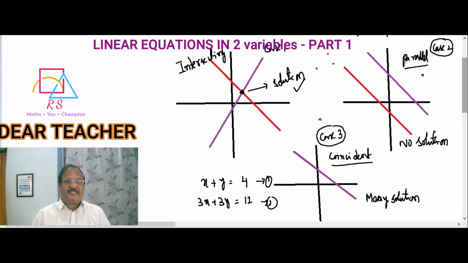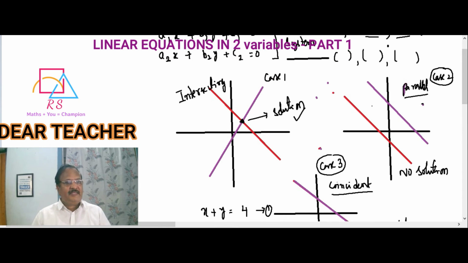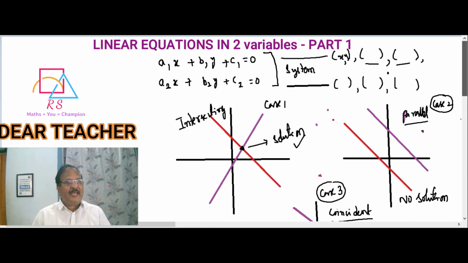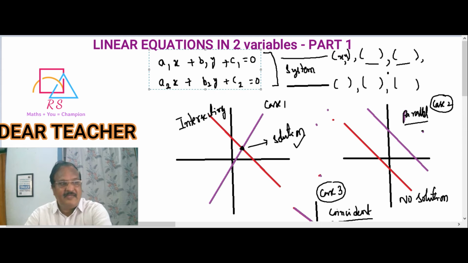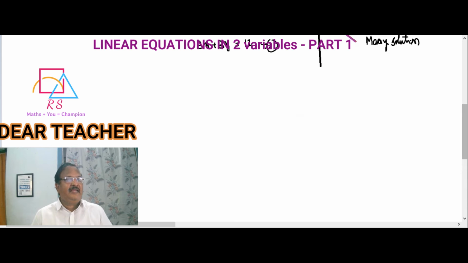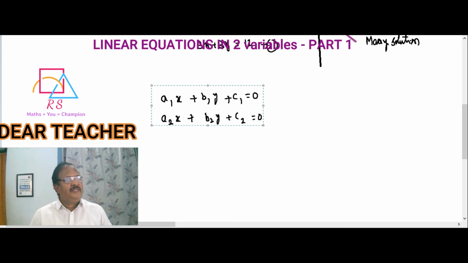So if you just observe these 3 things, then what happened? You can have a logic. What is that logic? I'll just take these equations. Okay. Now this is the general form.